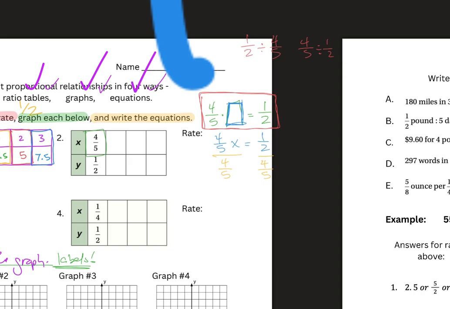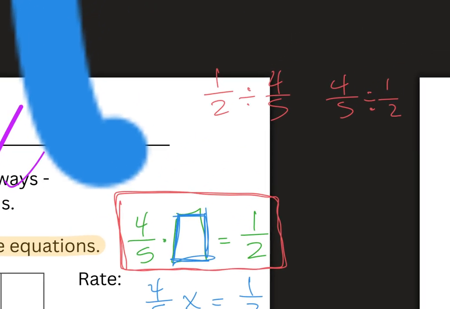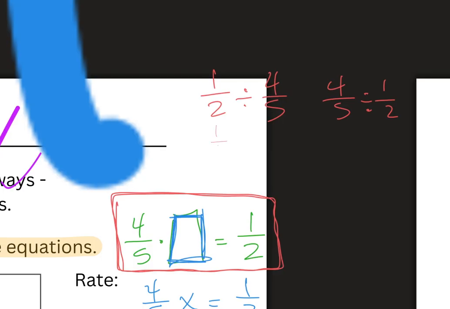So, and if you're also thinking, I can't divide by fractions, yes, you can. You keep the first number. You change to multiplication. That's keep. That's change. And now we flip to 5/4.